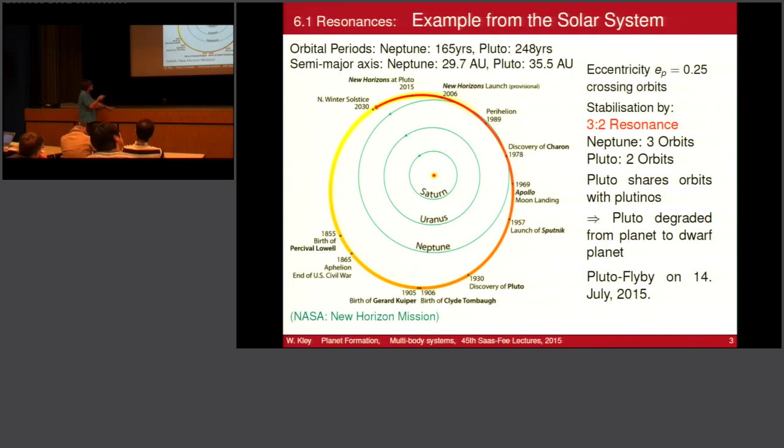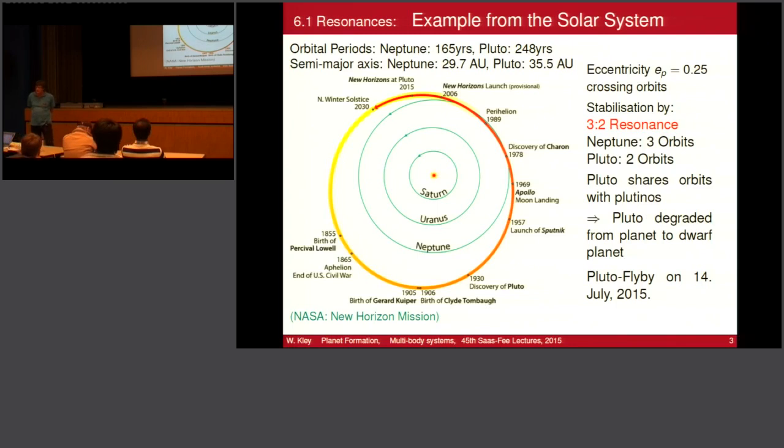But nevertheless, the eccentricity is so high, 0.25, that Pluto can be inside even of Neptune's orbit. And potentially, as you can imagine, this can cause problems if they were on the same plane. This is problematic since they would come very close to each other and possibly collide and become unstable. And this instability, in this case, is prevented by the existence of this resonance.